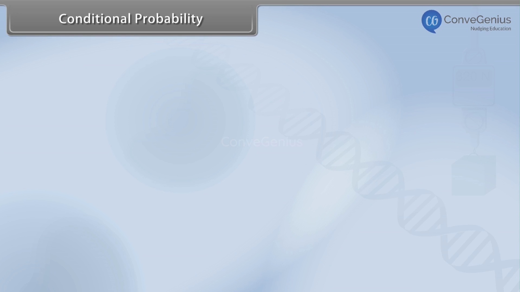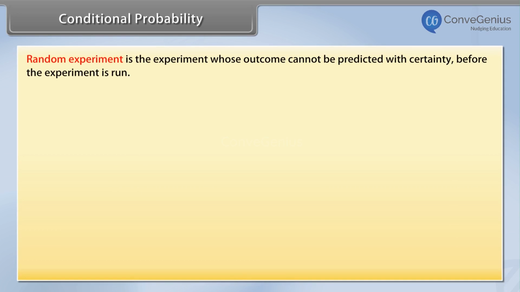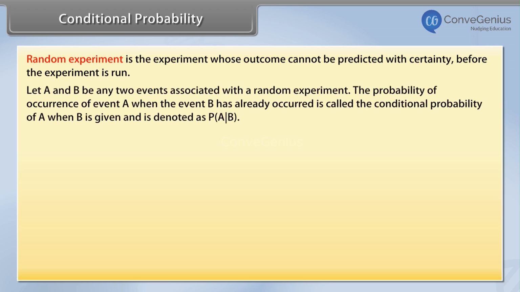Conditional probability. A random experiment is an experiment whose outcome cannot be predicted with certainty before the experiment is run. Let A and B be any two events associated with a random experiment. The probability of occurrence of event A when event B has already occurred is called the conditional probability of A when B is given, and is denoted as P(A|B).